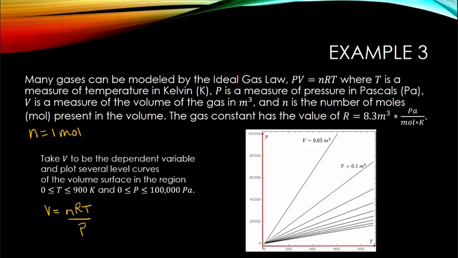This continues. If I have a volume of 0.15 cubic meters, my pressure is not going to increase nearly as fast as temperature increases. And if I let my volume take on the value of 0.2 cubic meters, again, my pressure will have a slower increase as my temperature increases.